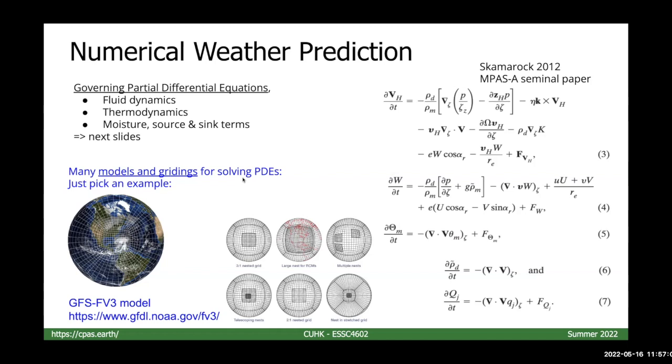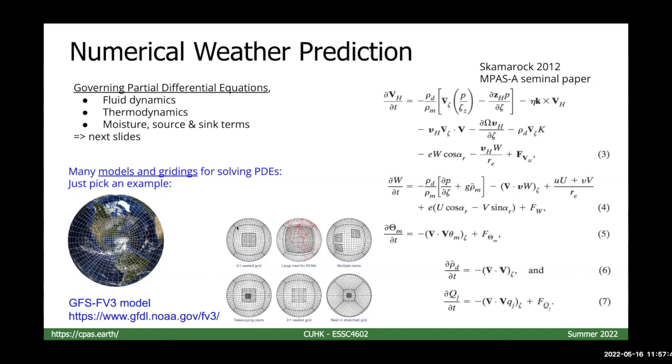And the gridding in the model is a topic we learned in this course. There are many models in the world, and I just pick an example, which is from the United States. It is called GFS, the Global Forecast System. And this version is using a model or a dynamical core, and you will know later, which is called FV3, finite volume cubed-sphere model. And this model actually supports quite a number of different gridding methods.